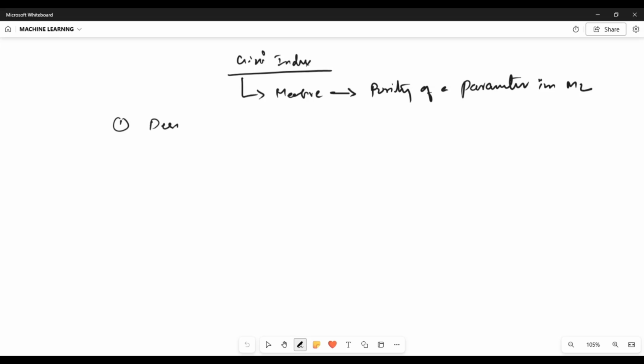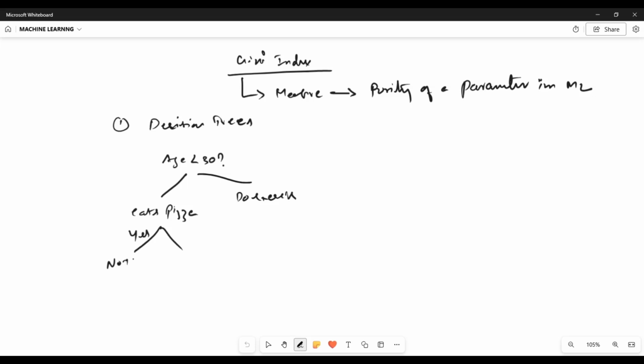decision tree. So whenever we have a decision tree, let's take some example: somebody's age is less than 30. He eats pizza. Then on the other side, he does exercise. Eat pizza, yes: not fit. No: consider fit. Do exercise, yes: then you can consider him as fit. No: not fit. So like this, sometimes you need to create decision trees in machine learning algorithms.